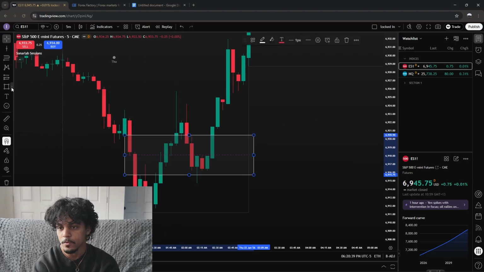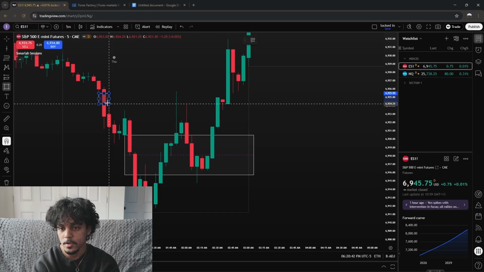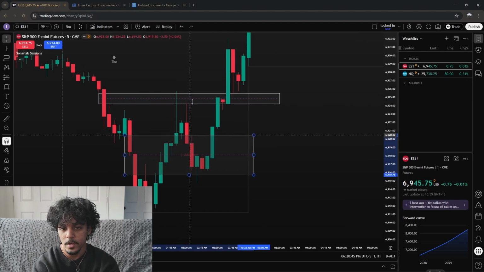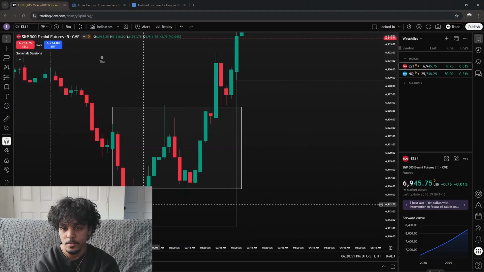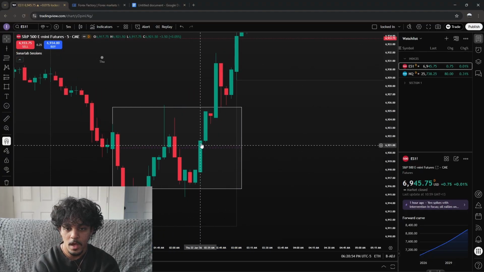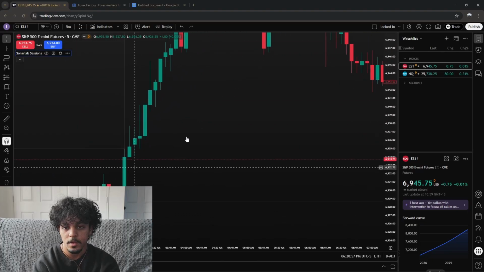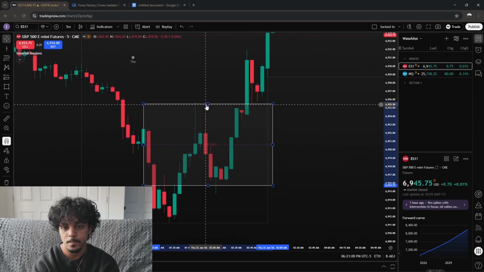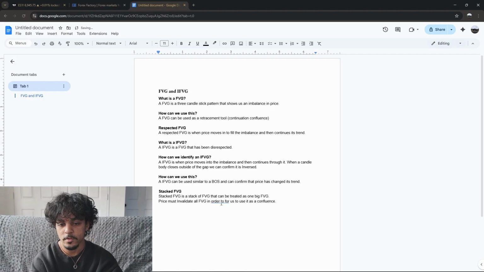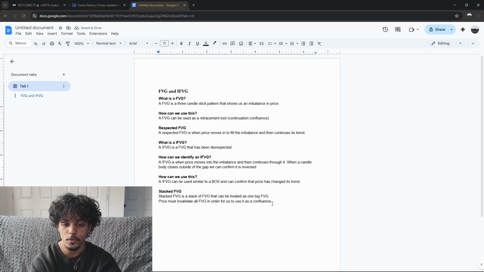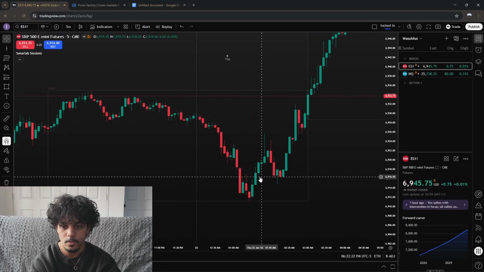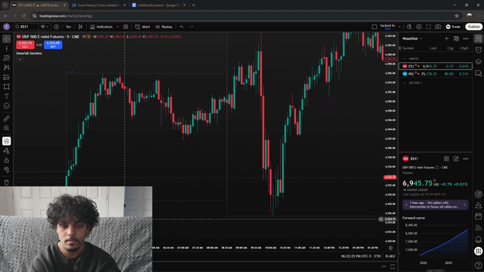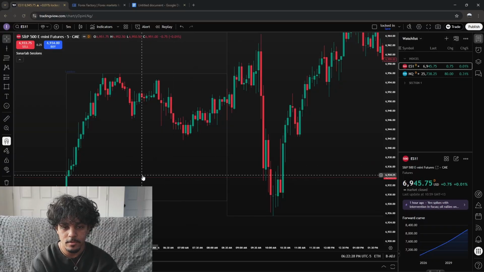We can even sort of use this fair value gap here and drag our fair value gap up to create this one. So price comes in, invalidates the fair value gap, and continues higher. Price must invalidate all fair value gaps in order for us to use it as a confluence. So as we saw there, where was it? I have lost it.